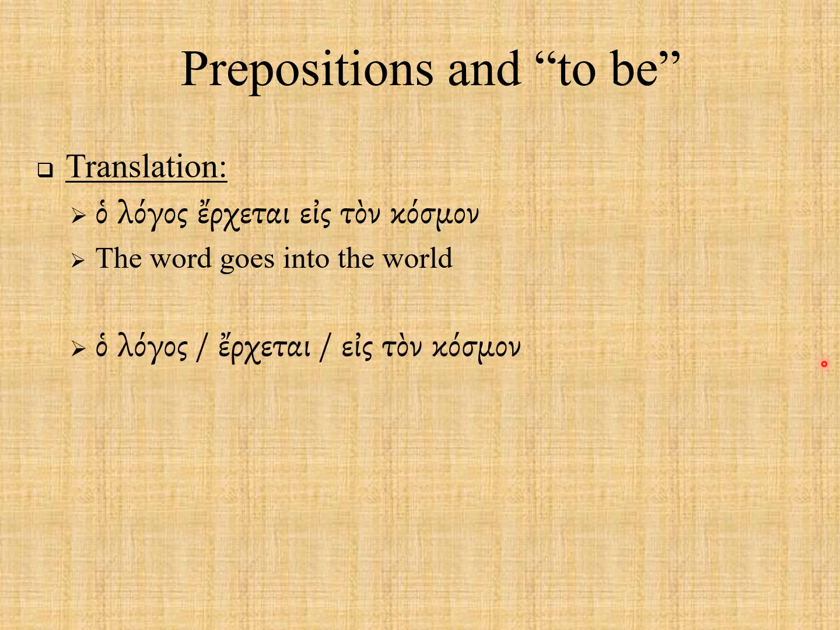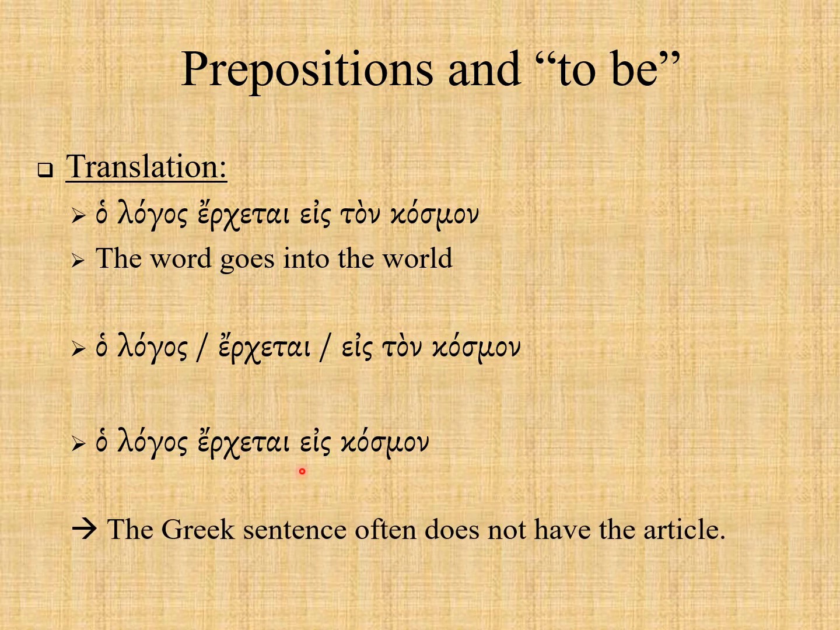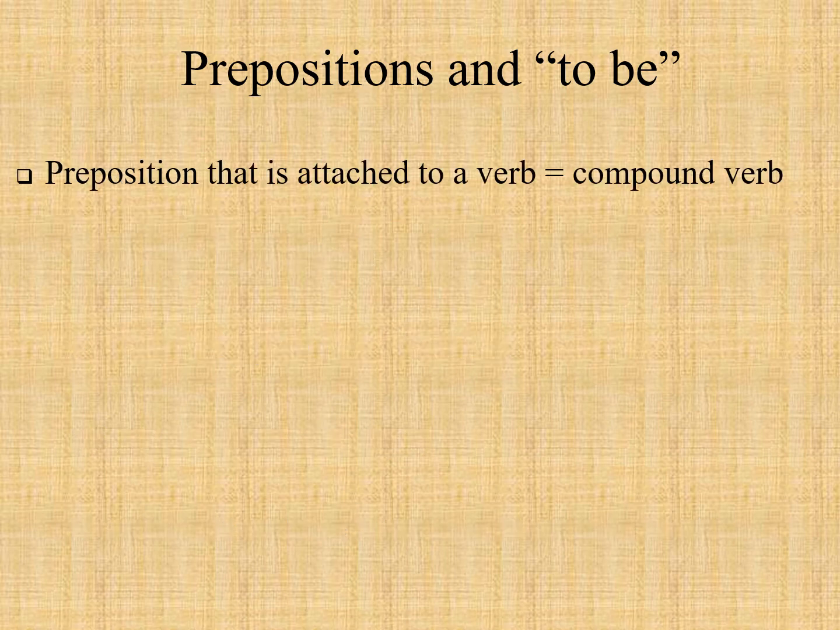And here is also the breakdown, ho logos erketai eis ton kosmon. These lines here are not really relevant. They're just to break down the sentence into the 3 different parts. And here you can see very often the Greek sentence does not have the article between the noun and the preposition. So that's the basic way that the prepositions function.